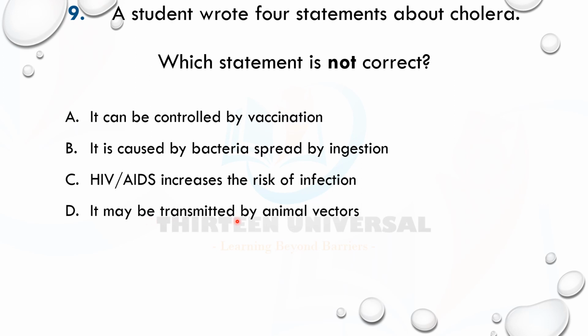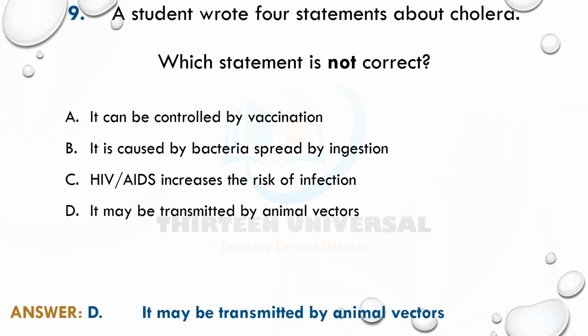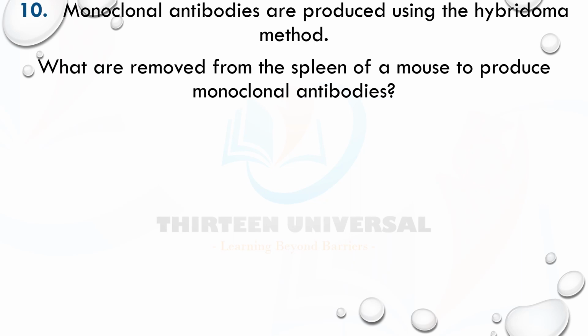D says it may be transmitted by animal vectors. No, there's no animal vector that carries cholera. It's the fecal-oral route, from ingested contaminated food or drink or water. That's the mode of transmission. So D is quite wrong, guys. Yes, wrong about cholera.